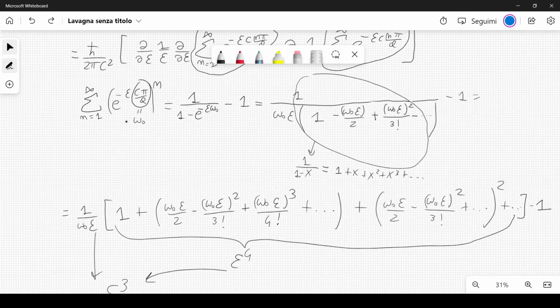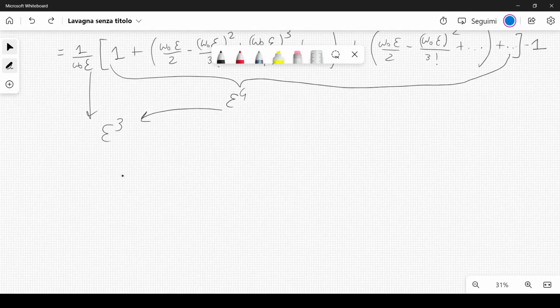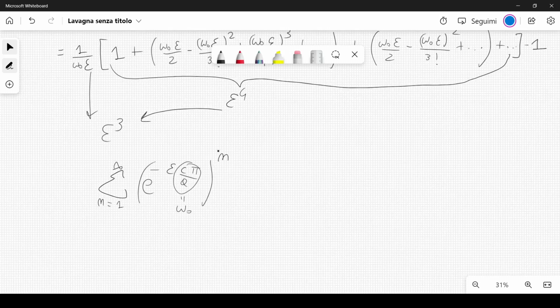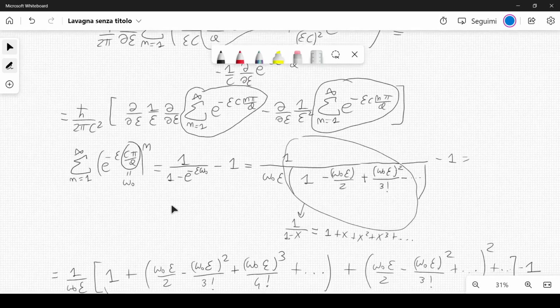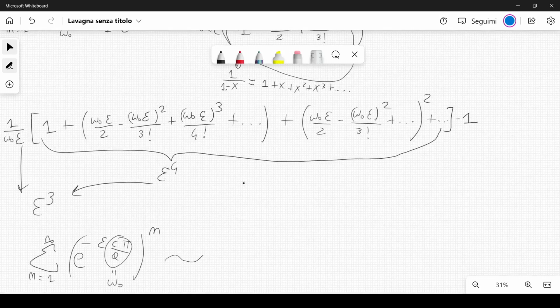And let me rewrite it in here. So we have the summation over n from 1 to infinity of e to the minus epsilon c pi divided by a, which we call omega naught, raised to the power n. This is what we started from. And then here I'm going to consider only the part which is proportional to epsilon cubed, so it means we are going to consider only epsilon to the fourth inside these square brackets.